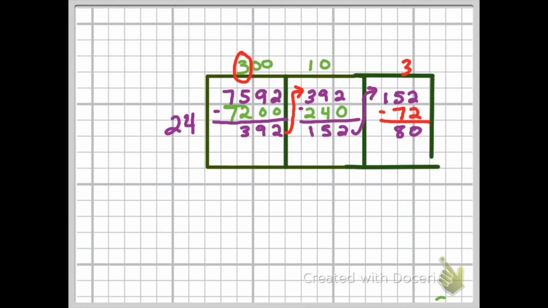So one more time, I'm going to close this group up a little bit straighter. And I'm going to re-record in the next box. And subtract 72 once more.